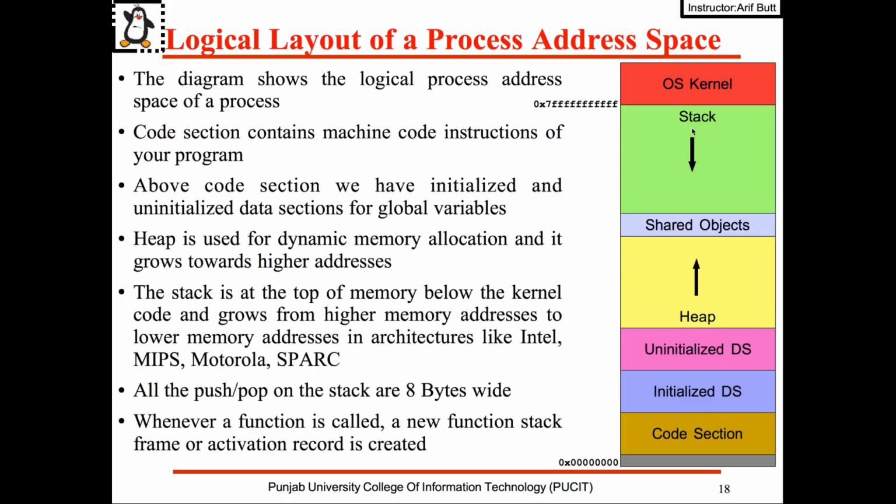Well, this stack is at the top of the memory below the kernel at higher addresses. It grows from higher memory addresses to lower memory addresses in all the architectures, including MIPS, Motorola, as well as SPARC. In our case, all the push and pop on the stack will be 8 bytes. The stack width will be 8 bytes. And whenever a new function will be called, a new function stack frame or activation record will be created over here. Let's move ahead.